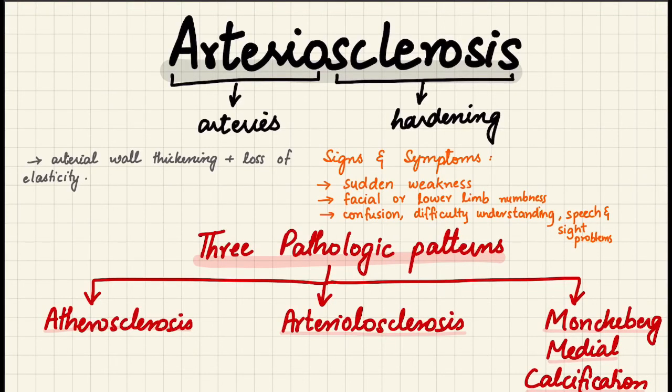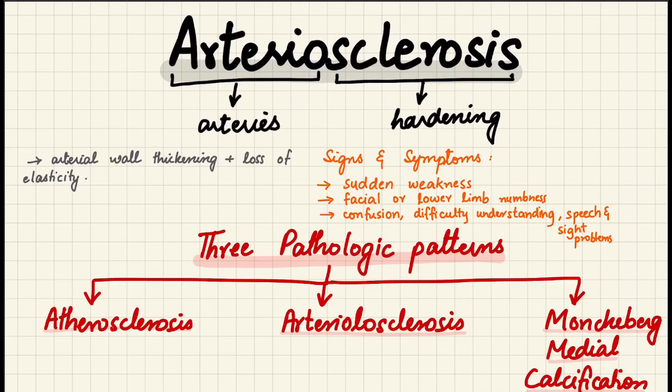Arteriosclerosis is the thickening, hardening, and loss of elasticity of arterial walls. Arterio refers to arteries and sclerosis means hardening. Now, since it is arterial wall thickening, it will depend on which artery is affected by this pathology.